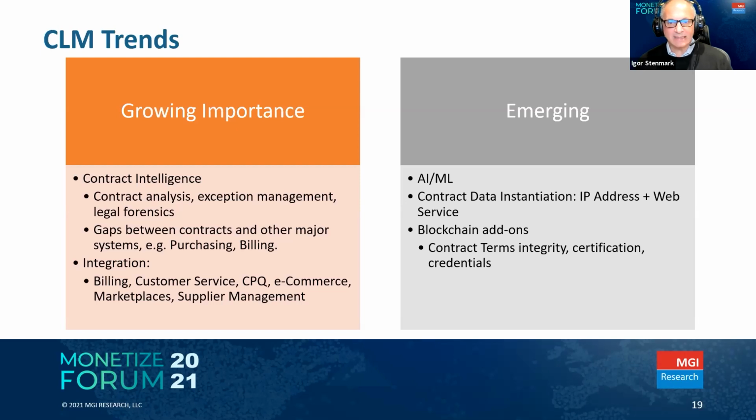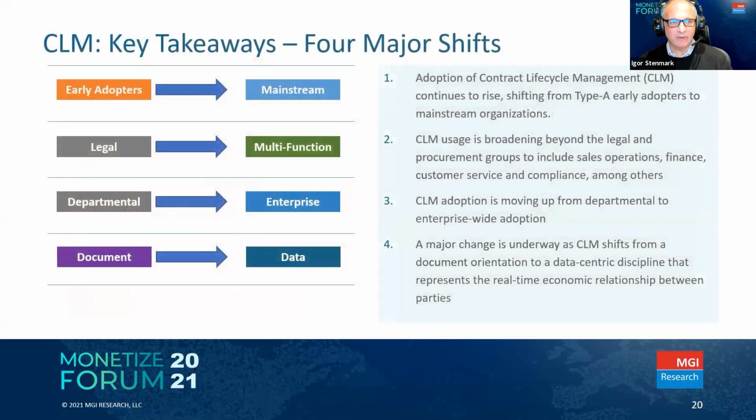Anyway, that's all the time we have. I'm going to summarize quickly here. What are the big important takeaways for CLM? We have 4 major shifts undergoing in CLM. We're going from early adopters, aggressive adopters, into much more of a mainstream. This is going to become a mainstream conversation topic.